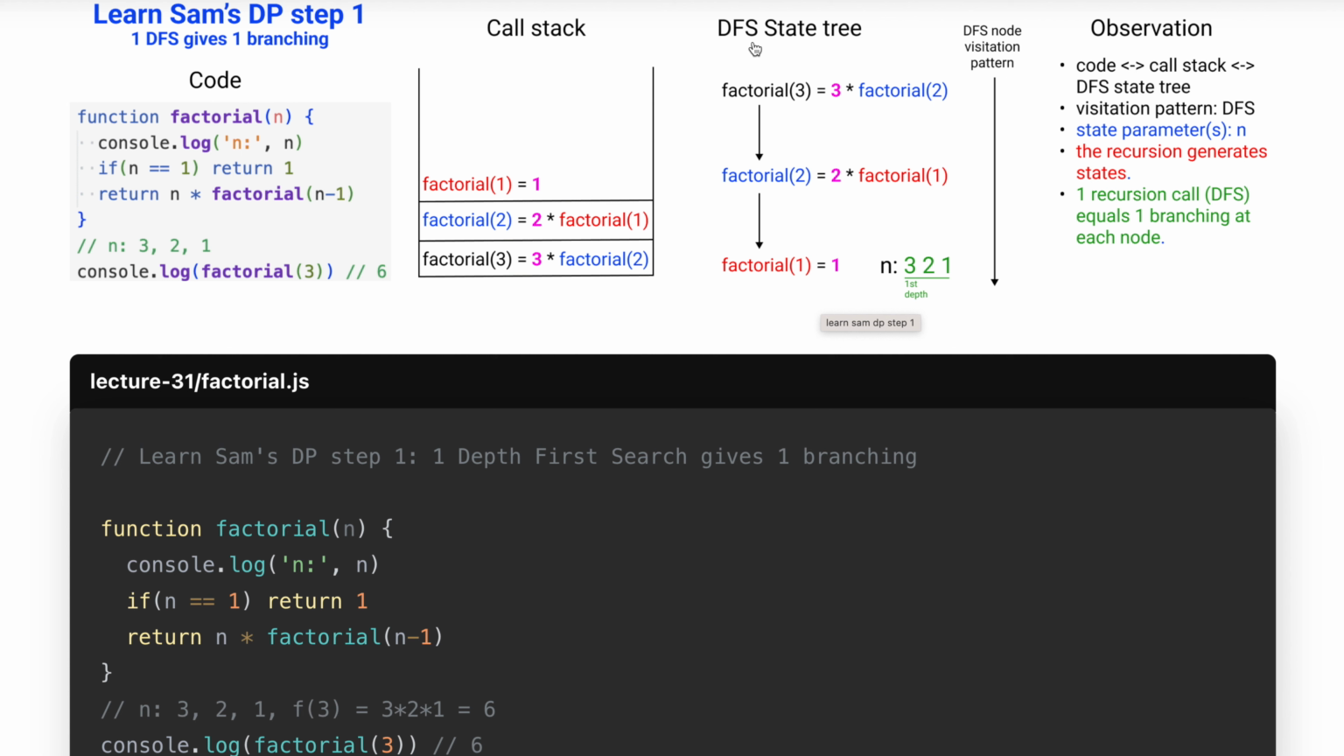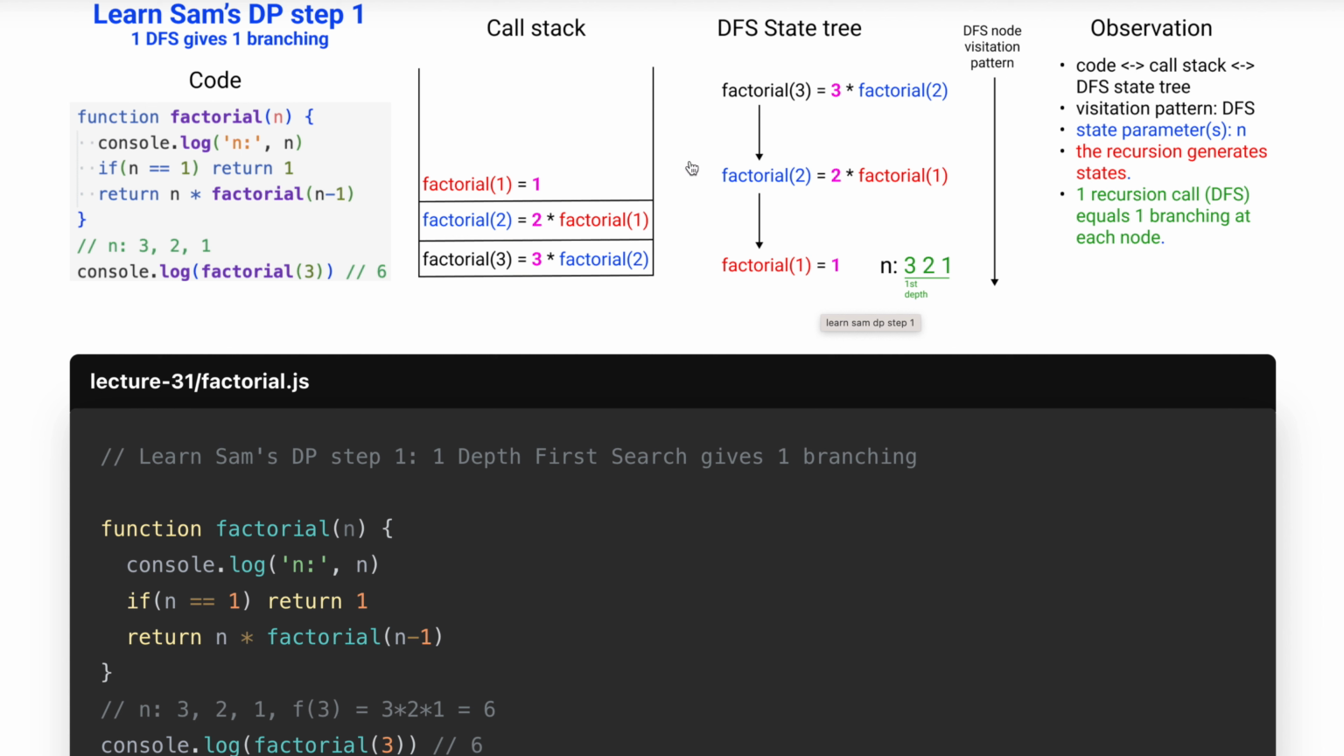That is why we're calling this tree a depth first search state tree, because the pattern for the tree to run is a depth first search pattern, and when it runs, it's generating states alongside it. You can think of a state as a node in the tree. And if we look at the body of this factorial function, we can only see one recursive call. And with one recursive call, our tree just goes one way down. It has only one branch at each node.